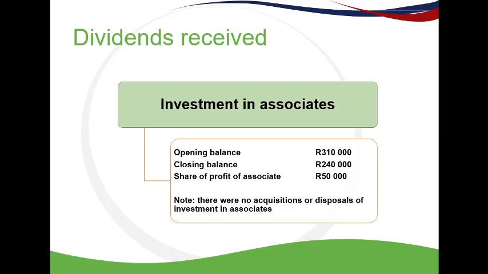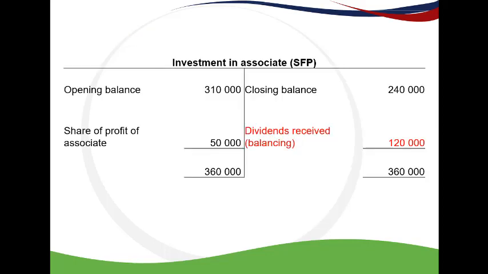Let's consider a scenario where you're provided with the opening and closing balance of the investment in associate account. Note that this information could be provided in the statement of financial position or trial balance. You're also given the share of profit of associate, as well as being told in the scenario that there were no other acquisitions or disposals of associates during the year under review. The easiest way to make sense of the information is by putting it in a T account. I would urge you at this point to pause and attempt the calculation before continuing.